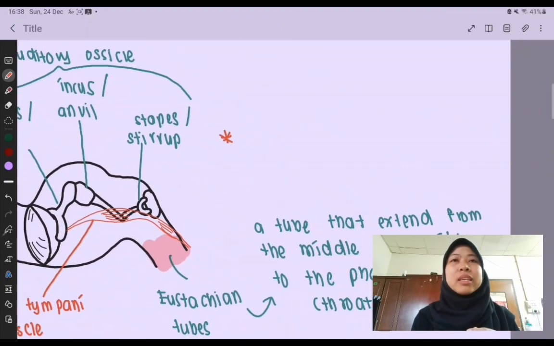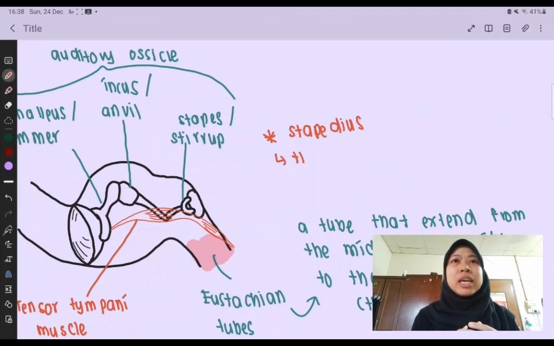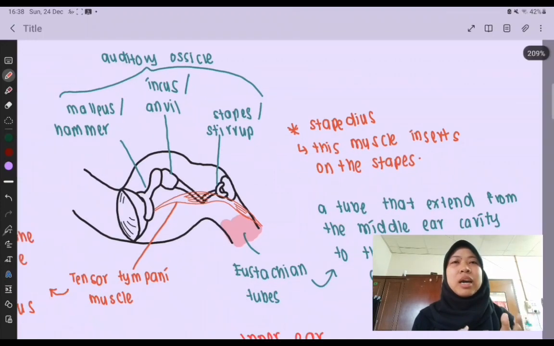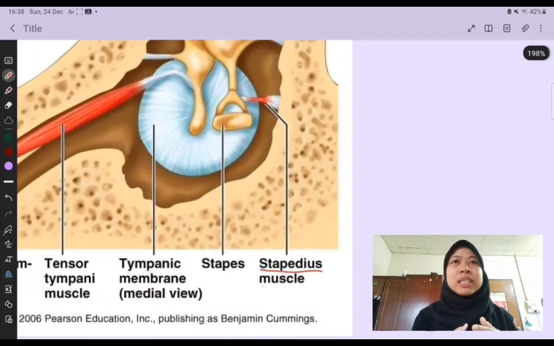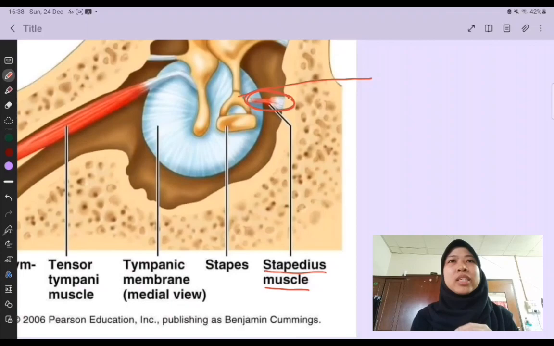And then another muscle is the stapedius muscle. The stapedius muscle inserts on the stapes. I will show you that this is the stapedius muscle and it is attached to the stapes.